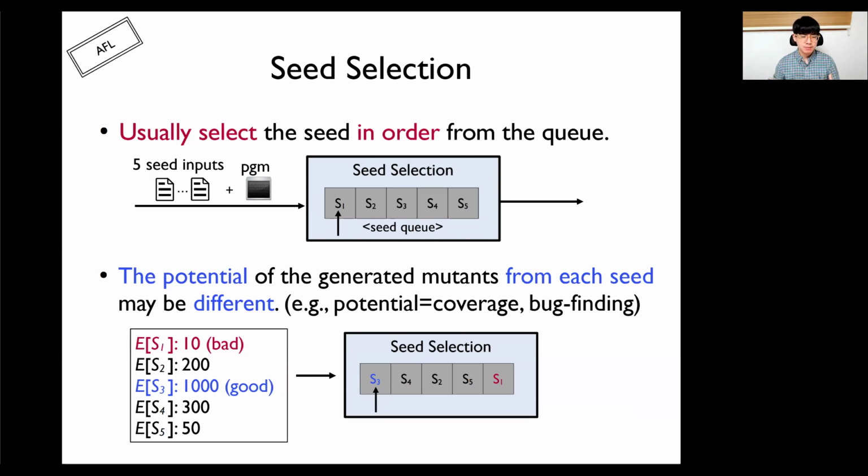Therefore, for these 5 seeds, the highest performance can be expected when seeds S3, S4, S2, S5, and S1 are selected in that order.